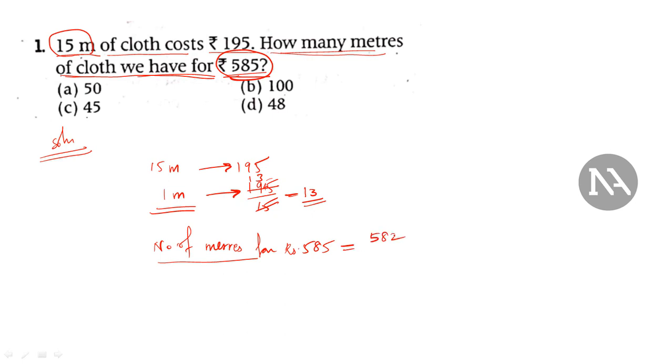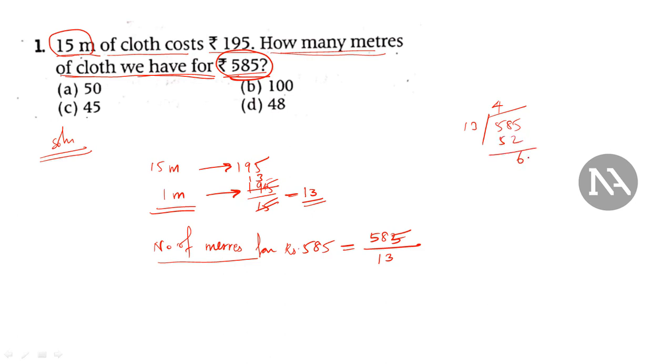585, the total amount, divided by cost per meter, that is 13 rupees. So for 585 rupees, how many meters of cloth can I purchase? That means I have to divide 585 by the cost per unit. So here I have to divide 585 by 13. So 4 13s are 52. The remainder will be 6.